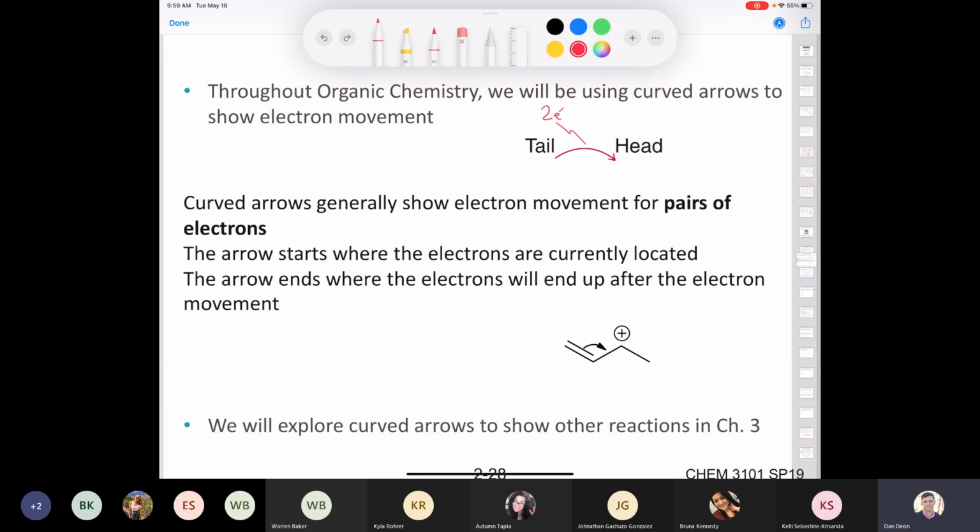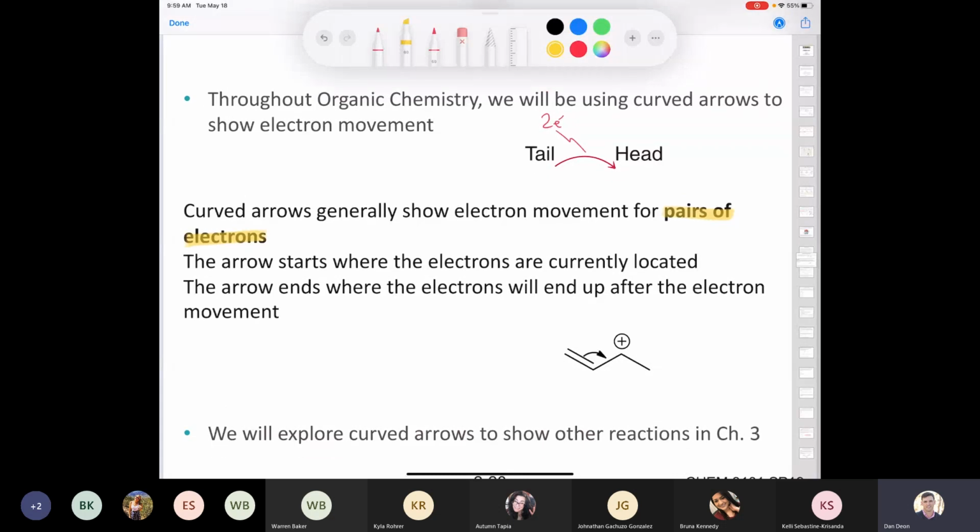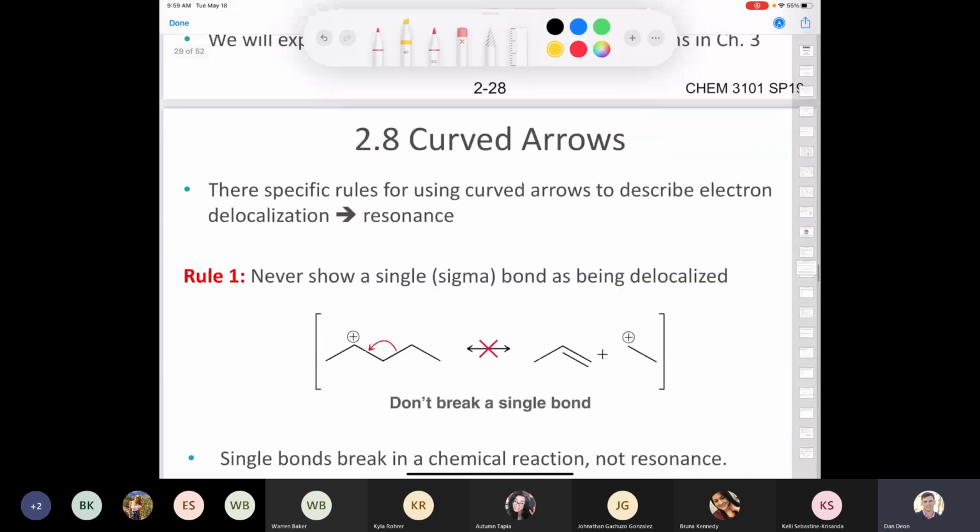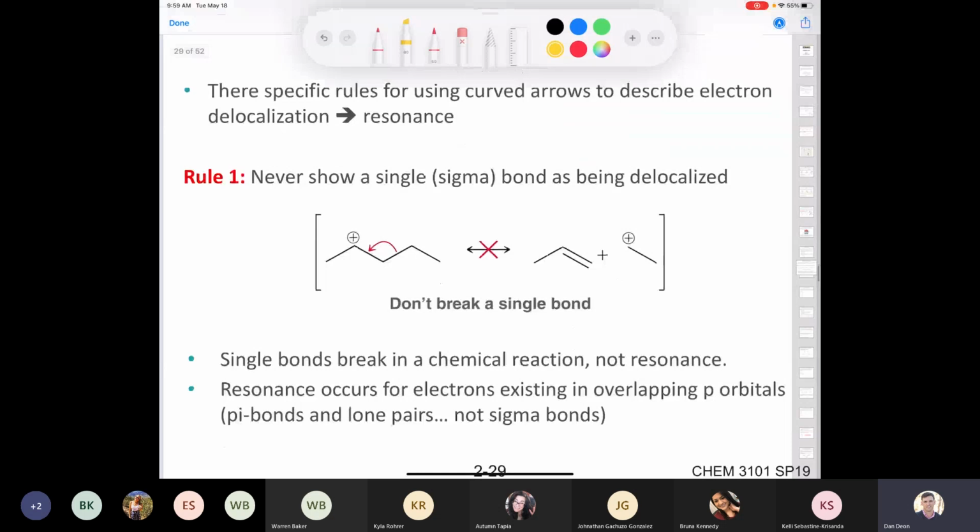So again, these curved arrows represent the movement of pairs, or 2 electrons at a time. The arrow starts where the electrons are currently located, and they end up where the electrons will end up after the electron movement. We're going to take a look at curved arrows to show reactions in Chapter 3. In this chapter, we're not going to use curved arrows to show reactions, but we will use them to represent resonance structures. So there are really specific rules for using curved arrows to describe electron delocalization or resonance. Follow along, and we'll go through all the rules here.